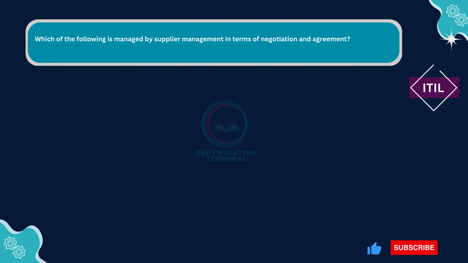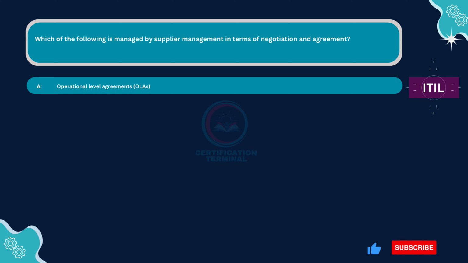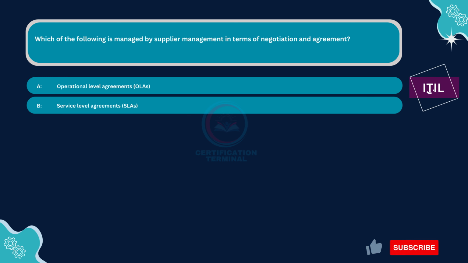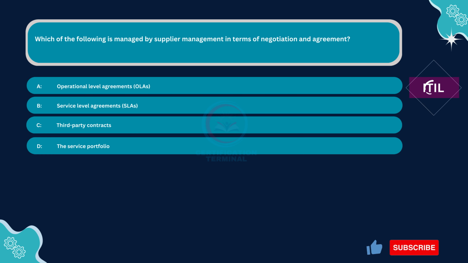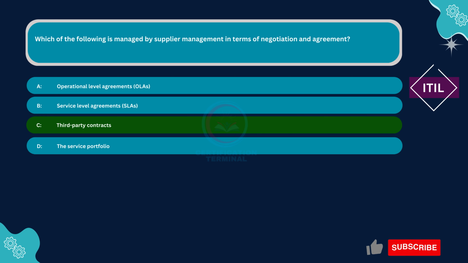Next question. Which of the following is managed by supplier management in terms of negotiation and agreement? Option A, operational level agreements, OLAs. Option B, service level agreements, SLAs. Option C, third-party contracts. Option D, the service portfolio. The correct answer is Option C, third-party contracts.